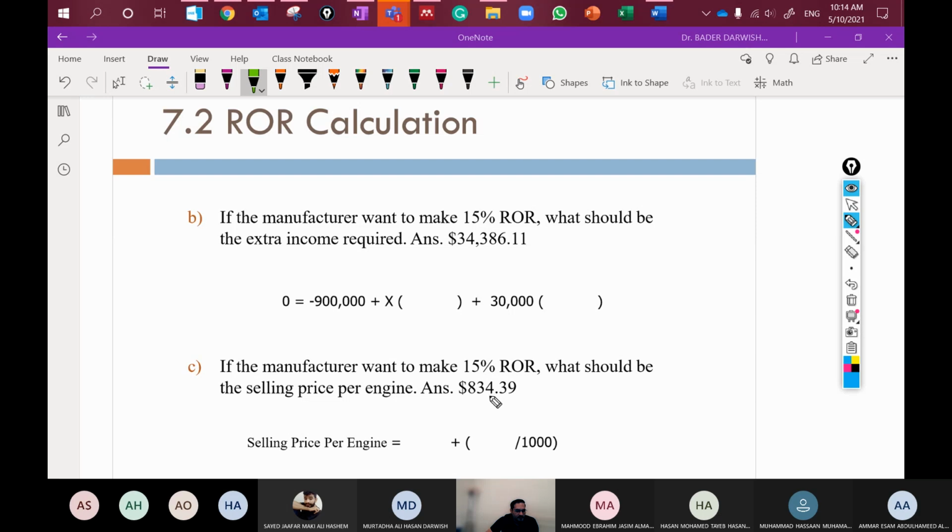percentage. So it says here, if the manufacturer wants to make a 15% rate of return. So now he's saying the manufacturer would like to make 15%. You got 9.55%. This is the rate of return. Now the manufacturer wants to make 15. What should be the extra income required?